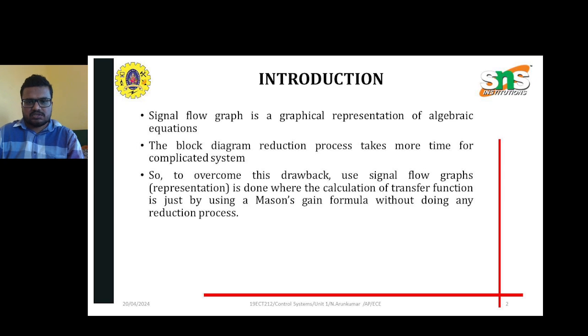Introduction. It is a graphical representation of algebraic equations. The block diagram reduction process takes more time for a complicated system. So to remove this drawback, the signal flow graph is used, where the transfer function is calculated using Mason's gain formula without doing any reduction process.